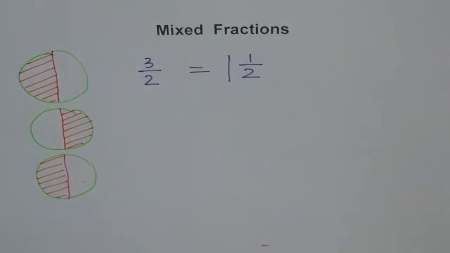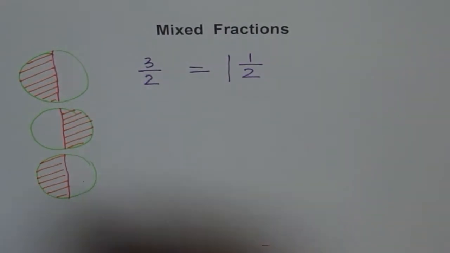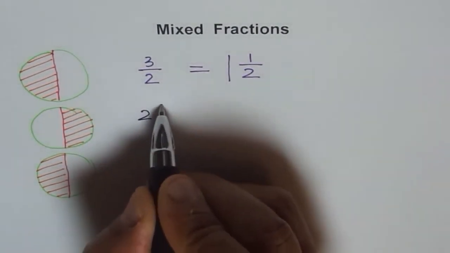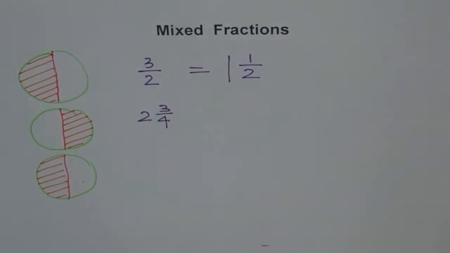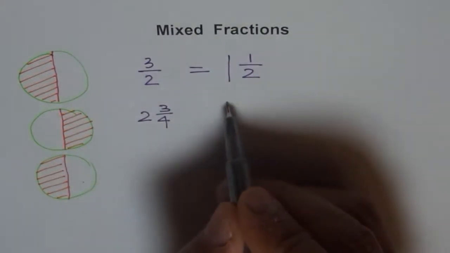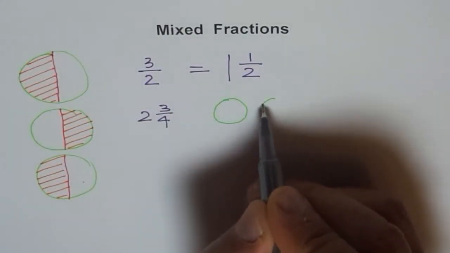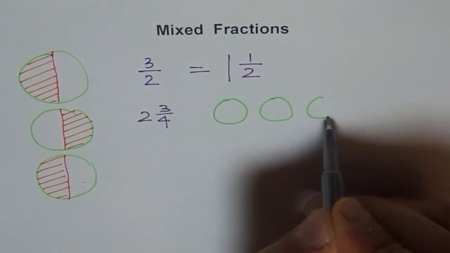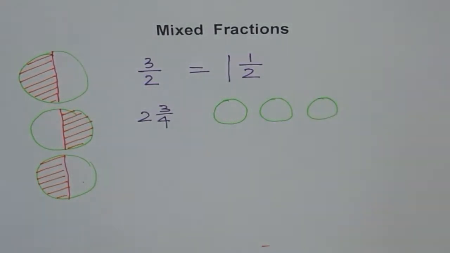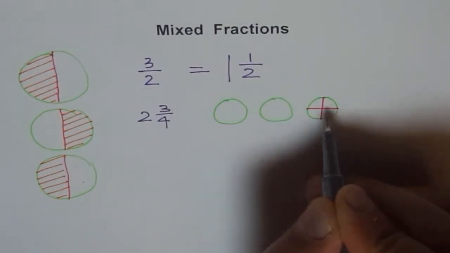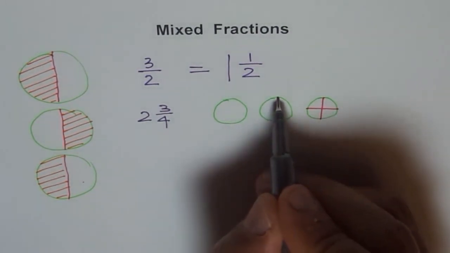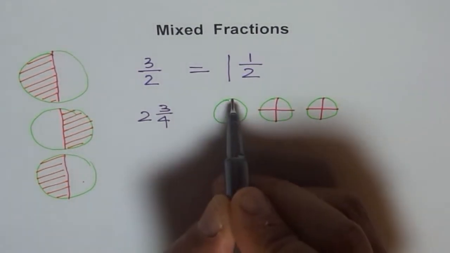Now, let's try to see it in a different way. If I write a mixed fraction 2 3/4, how can you show that mixed fraction? 2 wholes, that means 2 full. In terms of our pizza, we will say, well, let's have 2 full, 1, 2, and the next one we have to divide into 4. Let's do it. We have to divide this into 4 and take 3. When we divide one, we need similar kinds of fractions elsewhere.